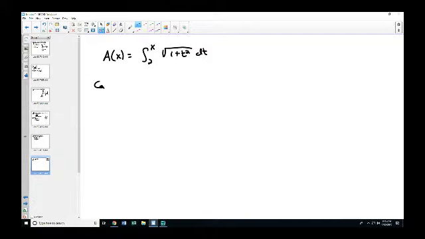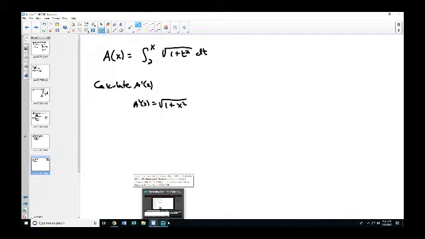Okay, calculate A prime of x. It's a very common question. A prime of x equals the square root of 1 plus x squared. That's it? Done.